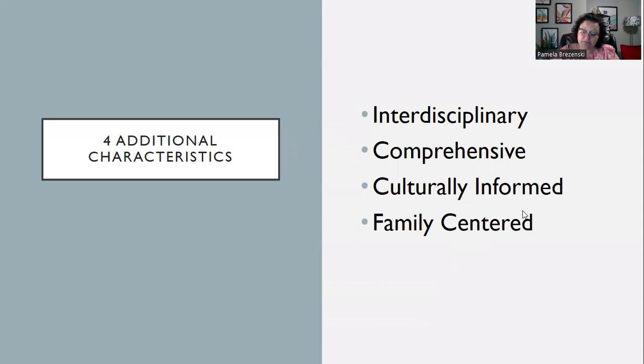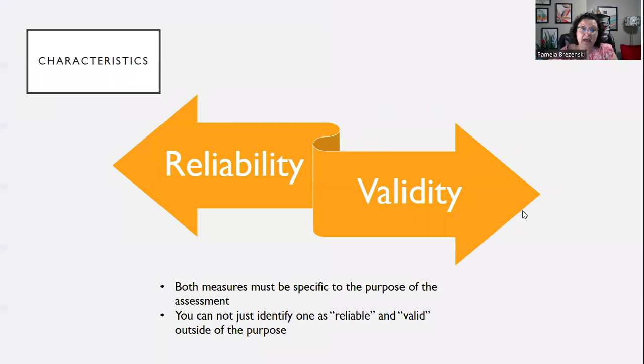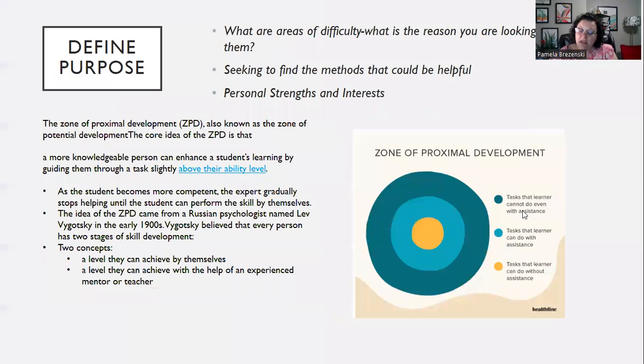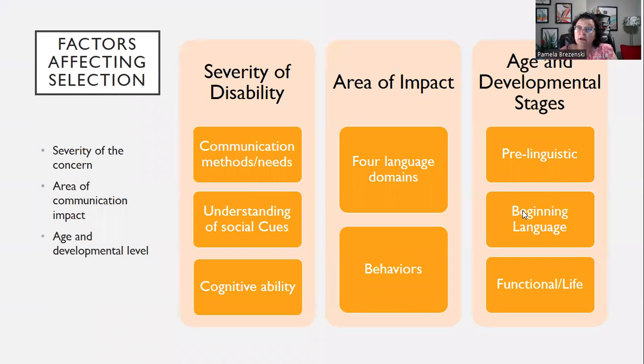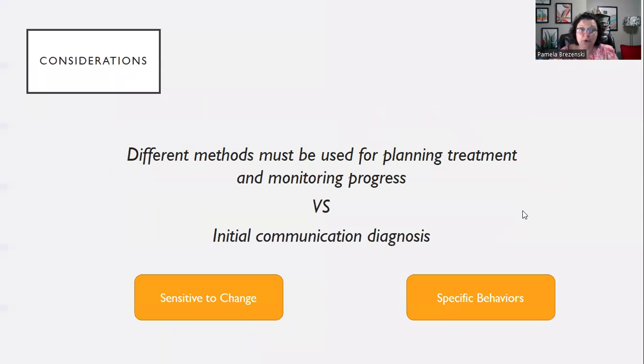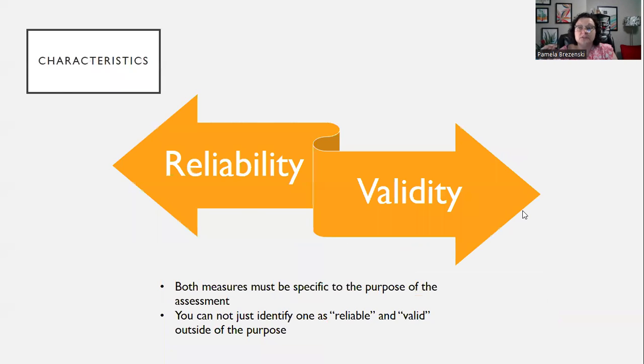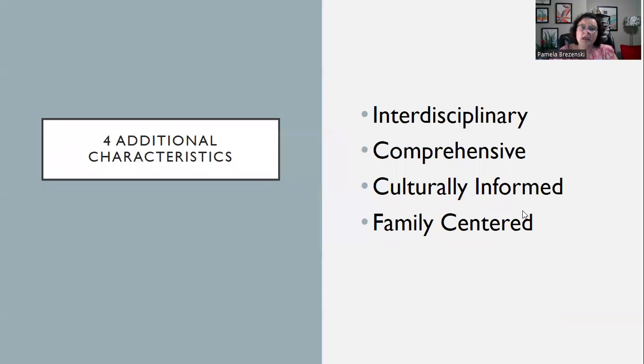Once we consider all of those components, and I'll go back just to review, we have defined our purpose, we've looked at the factors affecting that and connected it to our purpose, and then made sure that we considered that this is for treatment planning, interventions, and progress monitoring versus an initial diagnosis. We check the reliability and validity to make sure it's going to give us the information we need in order to plan that treatment. And we look at those 4 additional characteristics.